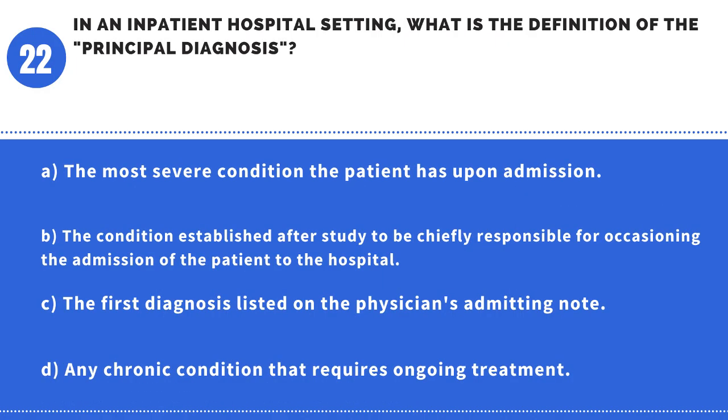Question 22. In an inpatient hospital setting, what is the definition of the principal diagnosis? A. The most severe condition the patient has upon admission. B. The condition established after study to be chiefly responsible for occasioning the admission of the patient to the hospital. C. The first diagnosis listed on the physician's admitting note. D. Any chronic condition that requires ongoing treatment.